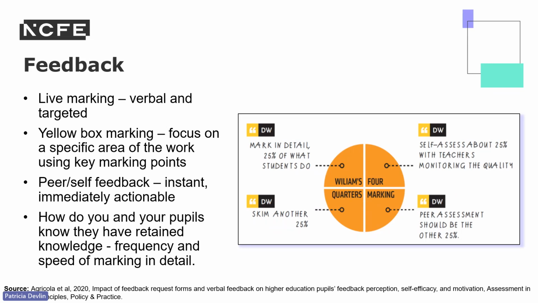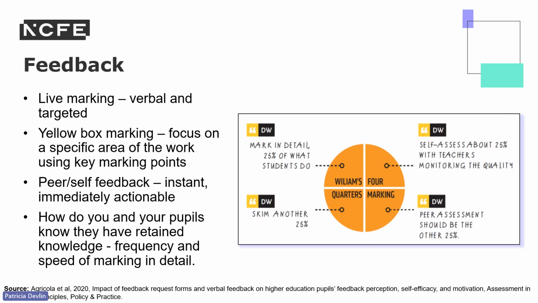So in 2020, a study found that pupils valued verbal feedback over written feedback, and it was stated that pupils who received verbal feedback perceived the feedback to be better in terms of quality, use, quantity, timing, and usefulness compared to pupils who received written feedback. So this can come from peer or self-feedback, and it makes the feedback instant, immediately actionable, and you get formative feedback because you'll see if there are any common errors and the need to readdress.